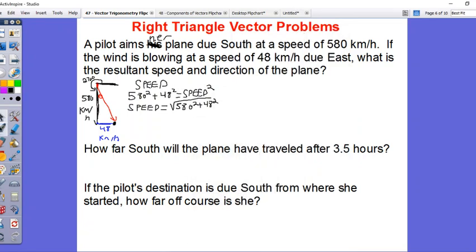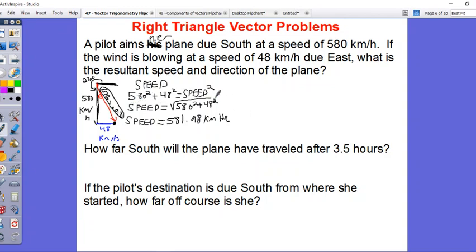So our speed is going to be equal to 581.98 kilometers per hour, and that's going to be this magnitude right here. 581.98. All right, so that's our speed.